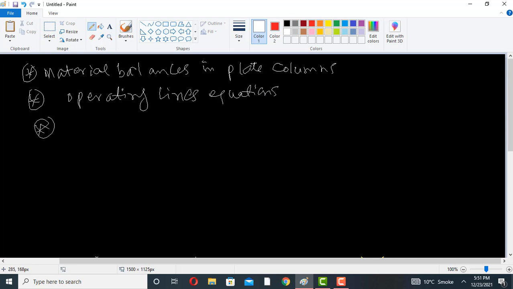Then we will determine the number of layers using the McCabe Thiele method.